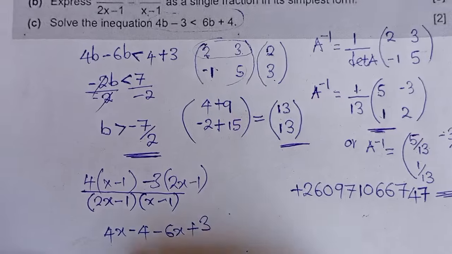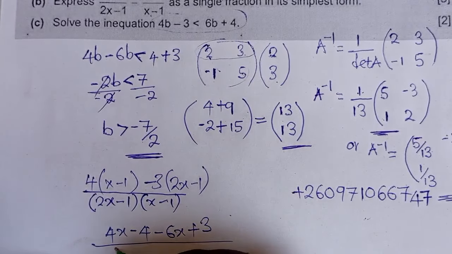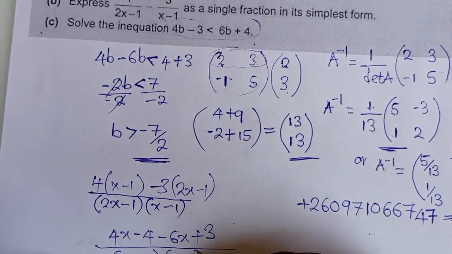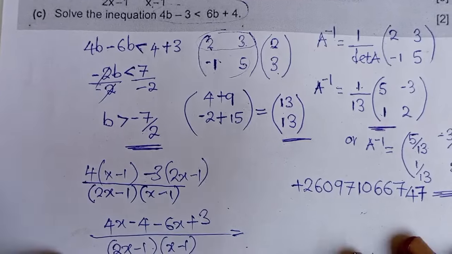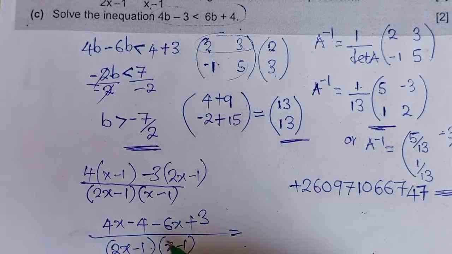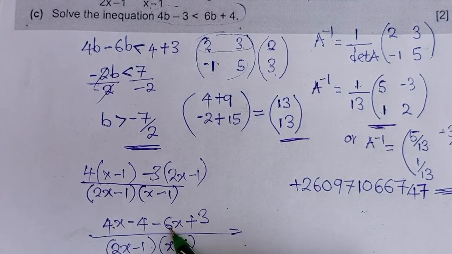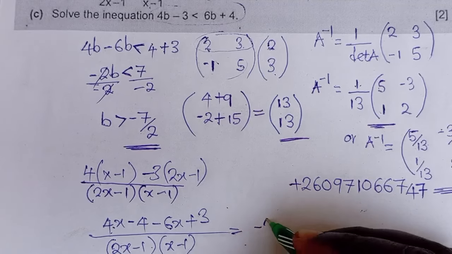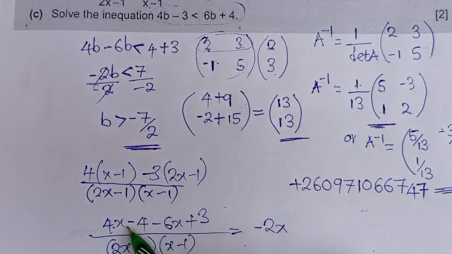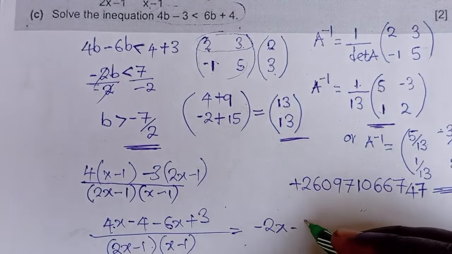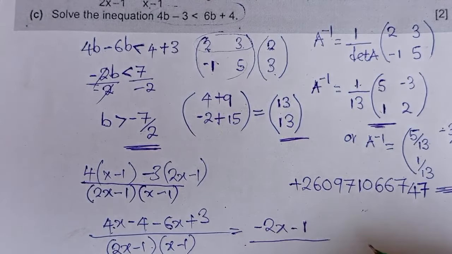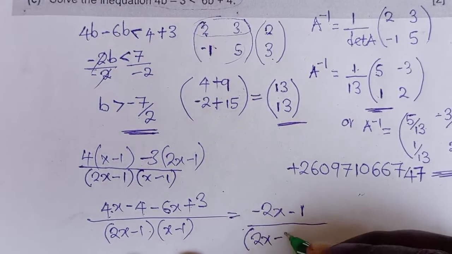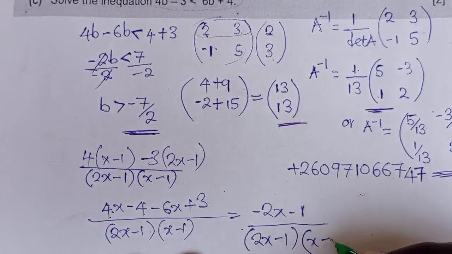The denominator gets to follow over. So you can continue this. I know you are able to answer it. This is equal to what? Here, 4x minus 6x, that is -2x. Then negative 4 plus 3, that is negative 1. Then I just put the denominator there, which is 2x minus 1, like this, x minus 1.